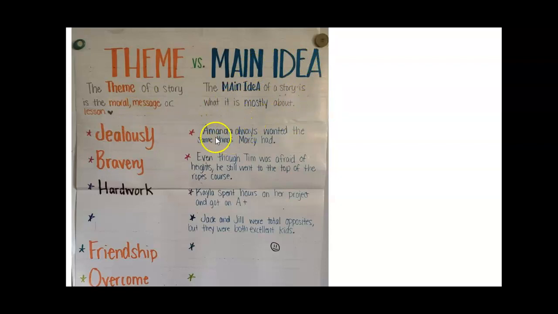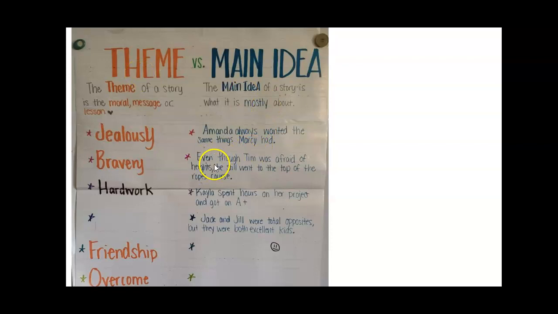So for example, here's a main idea. Amanda always wanted the same things Marcy had. Notice with main idea, you are including the characters' names and their feelings. When you think of theme, that should be something that can be applied to many different stories. Obviously, you've read a story where the theme is jealousy, or there's a problem with jealousy in a story. And I'm sure the characters' names were not Amanda and Marcy. So you have to understand the difference between main idea and theme when giving the theme of a story.